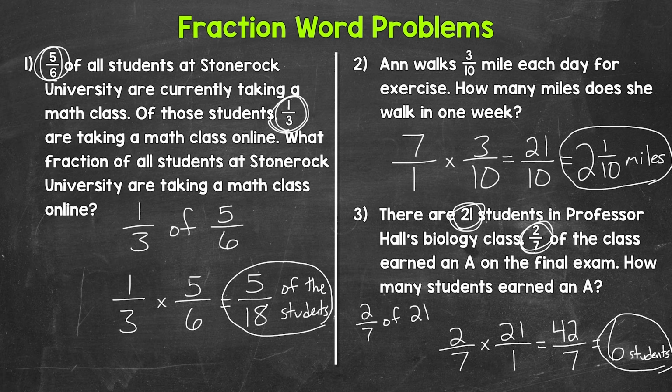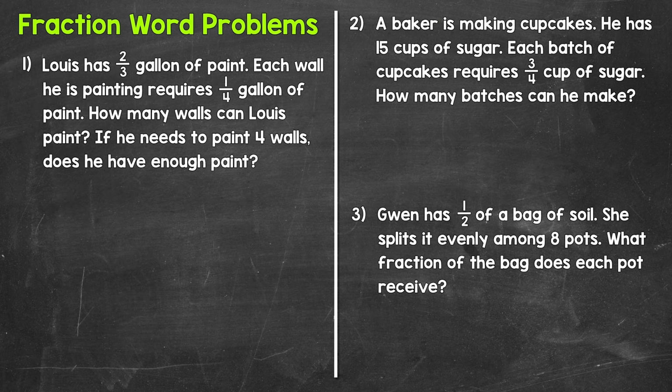So those were our multiplication examples. Let's move on to division. So here are our division examples. Let's jump into number 1, where Lewis has 2/3 of a gallon of paint. Each wall he is painting requires 1/4 of a gallon of paint. How many walls can Lewis paint? If he needs to paint 4 walls, does he have enough paint?